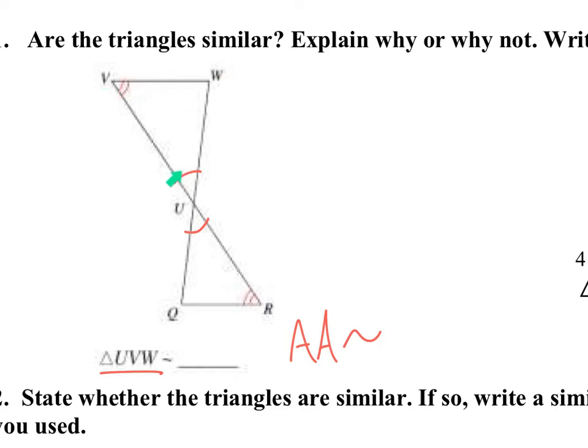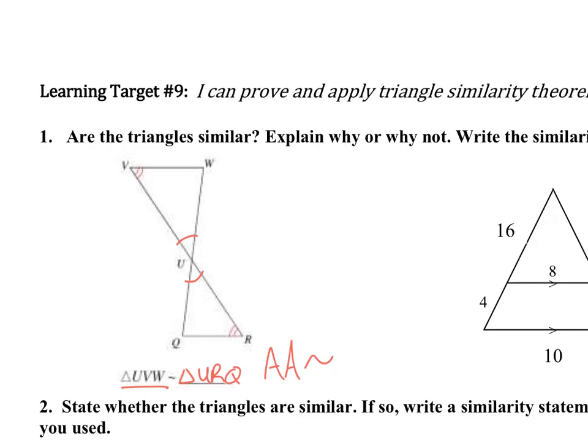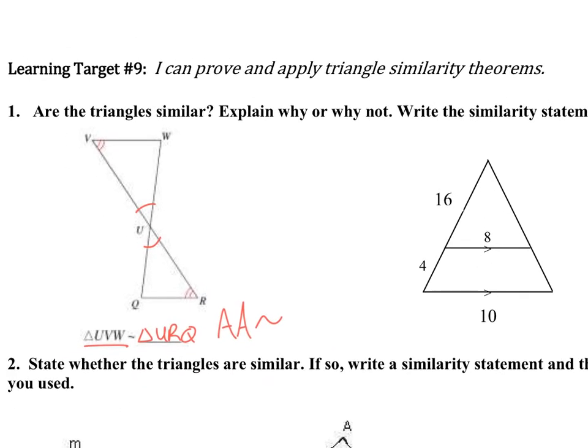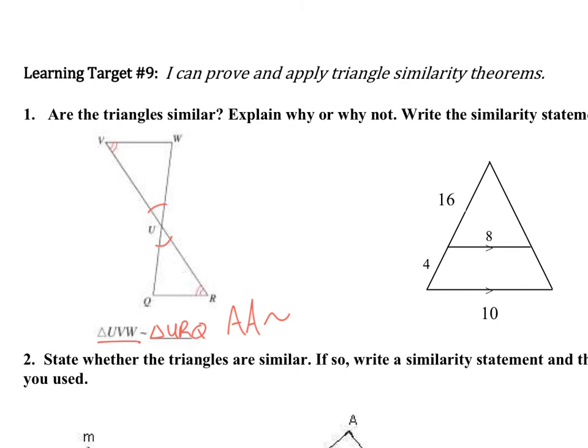UVW. U has a single mark, so it goes with U. So it's similar to triangle U. V has a double mark, so it goes with R that has a double mark. And W has no mark, so it goes with Q that has no mark. Okay, and our reason is angle-angle similarity.